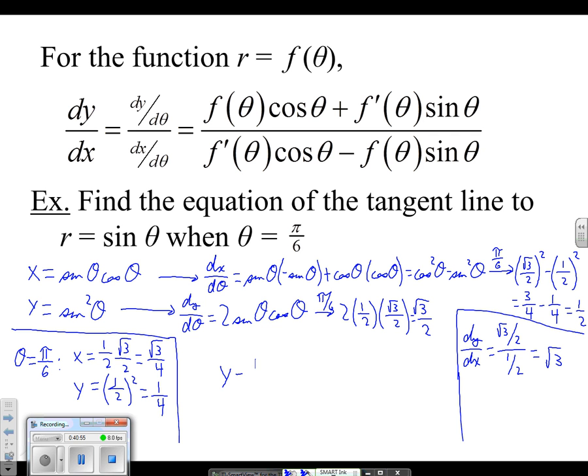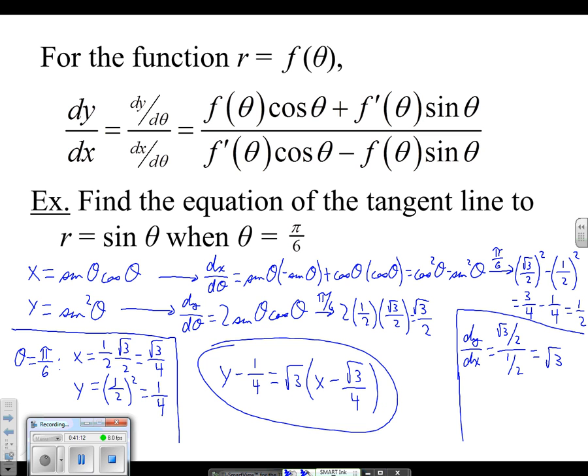Y minus y1 equals m times x minus x1. Do not bother trying to simplify this. That's a good answer. That's got the equation of our line.